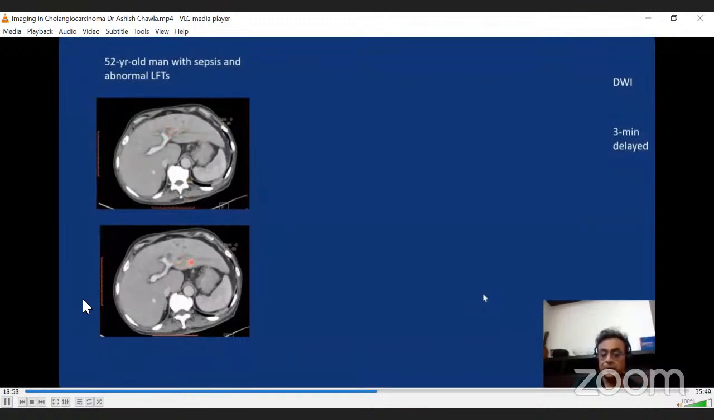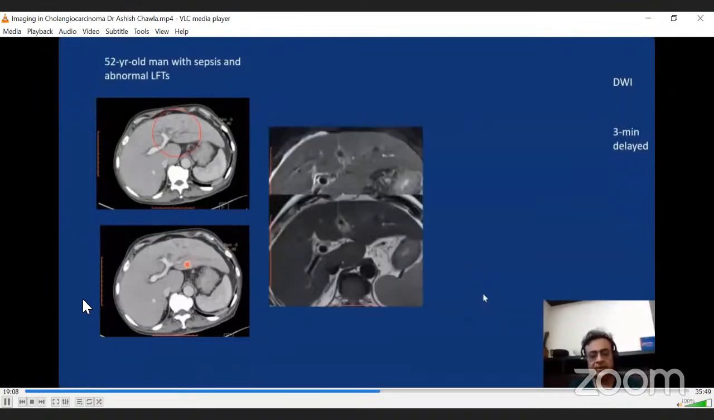Portal vein is not thrombosed, but it's attenuated, I'll call it. It's compressed. It's narrow in caliber. It's not invaded by the mass. So the MR was done for this patient for further evaluation.